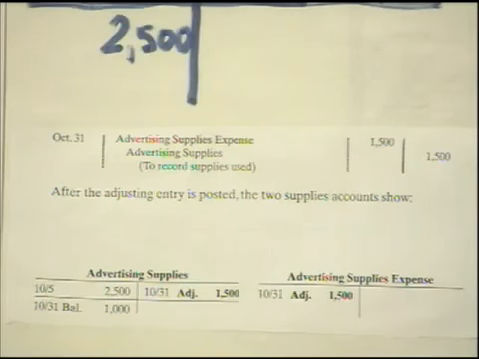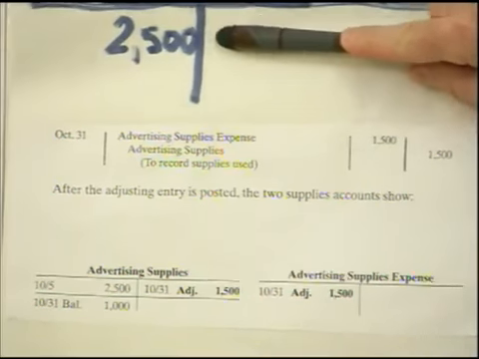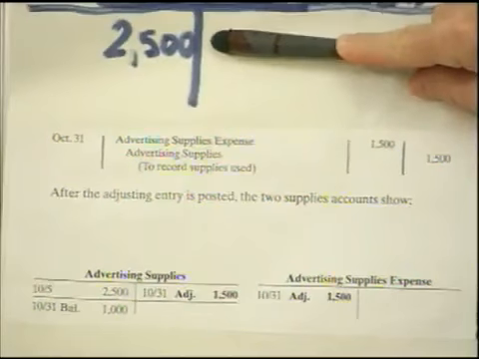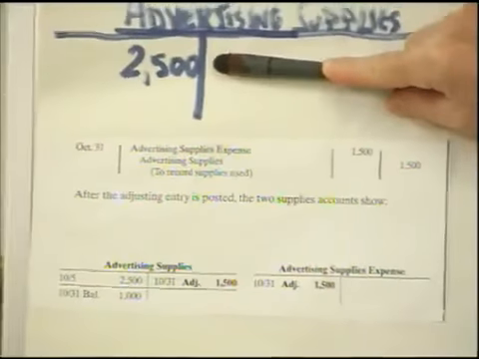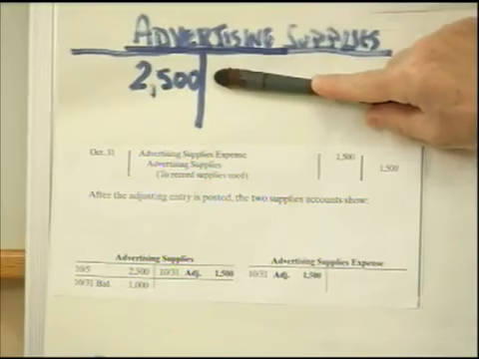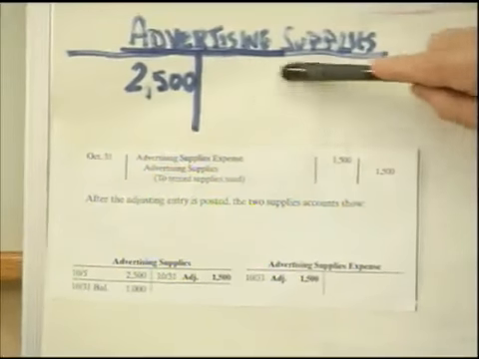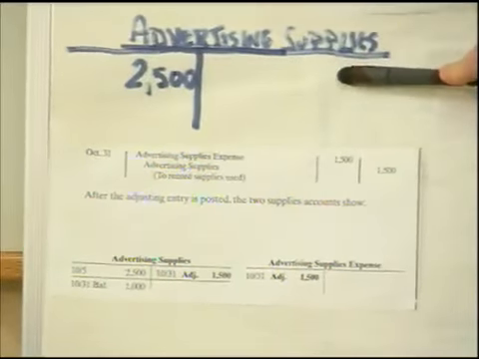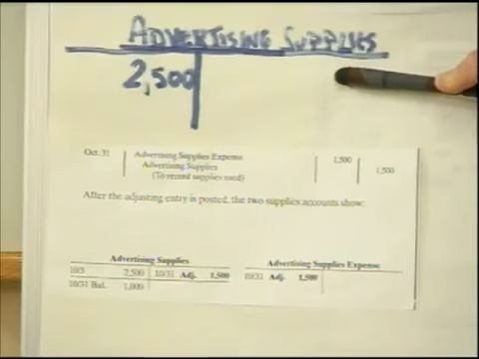So we wait till the end of the month, we go back to the supplies, we count them up, and when we count them up, there's only $1,000 left of supplies. So if there's only $1,000 left of actual supplies, what's that tell us? You got it. It tells us that we used the remainder, which would be the difference of $1,500. So we need to take $1,500 worth of supplies out of here and, of course, record them as an expense.